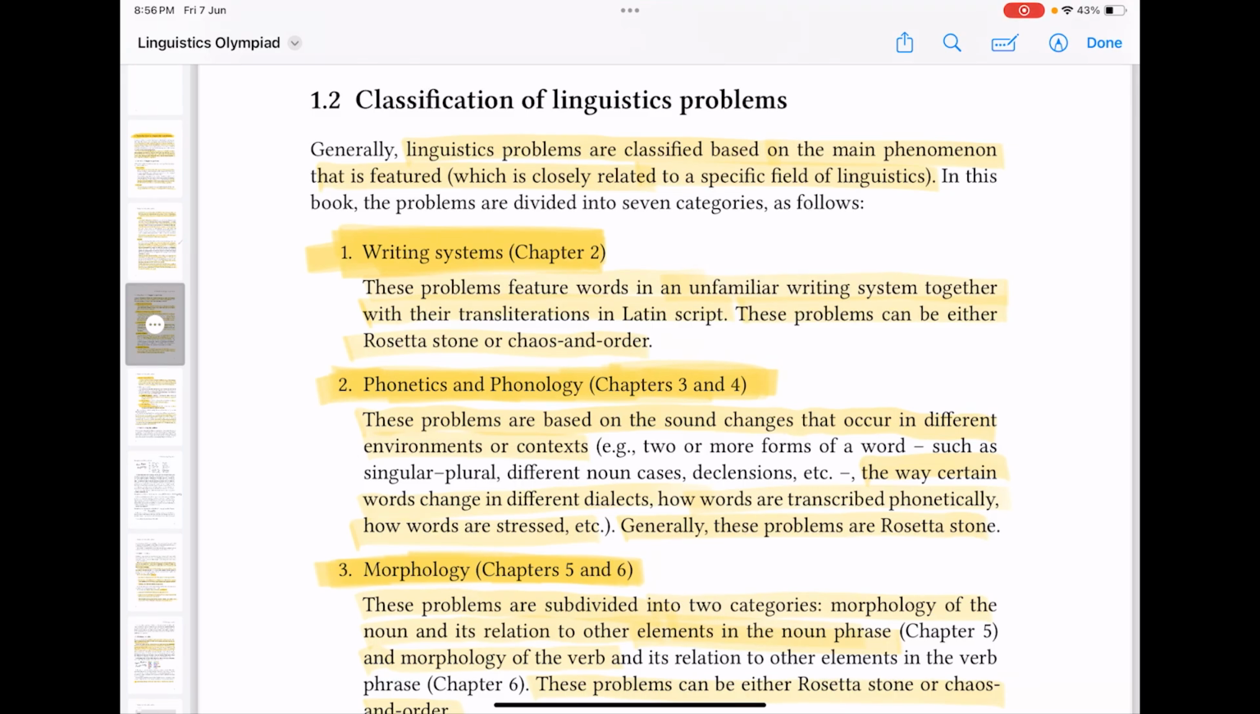Now, usually, these problems have an unfamiliar writing system of some language given with their translations in English, in Latin script. You have to decipher each letter or each syllable, we'll cover it later, and match them and solve the rest. Now, these can be Rosetta Stone or chaos and order. From what I've seen, these are like 50-50, no particular majority.